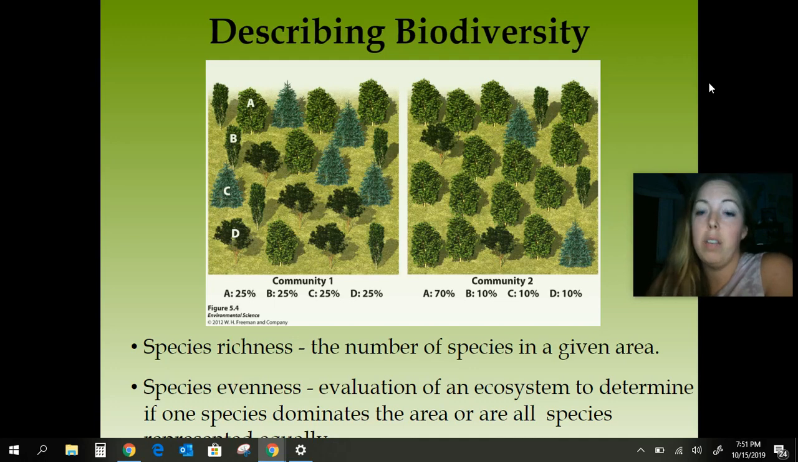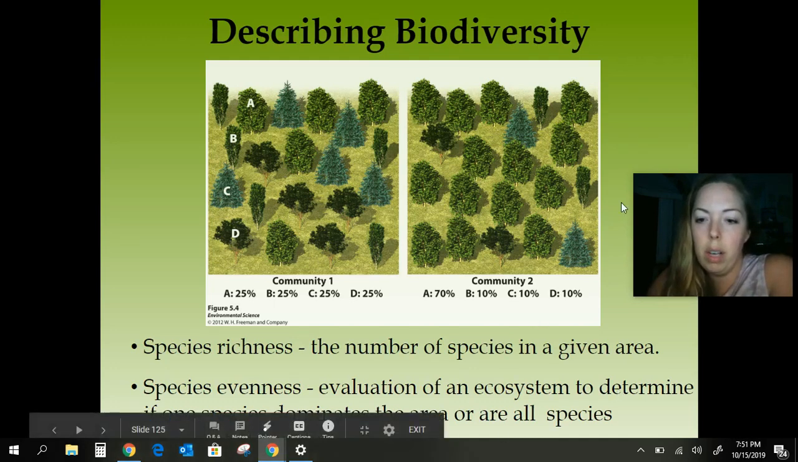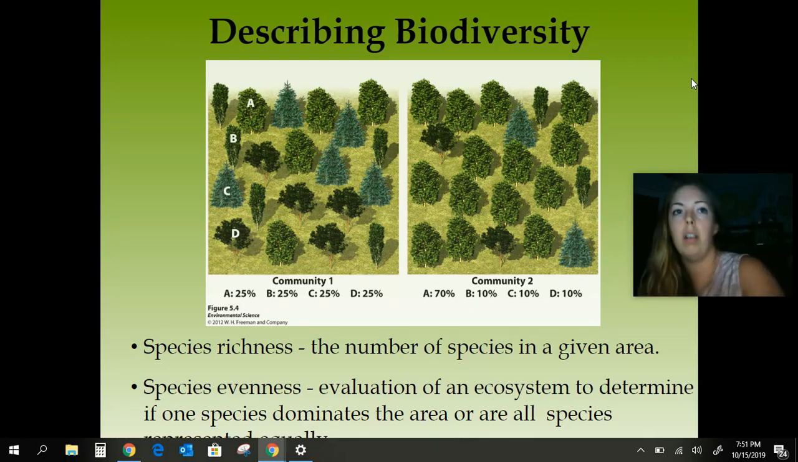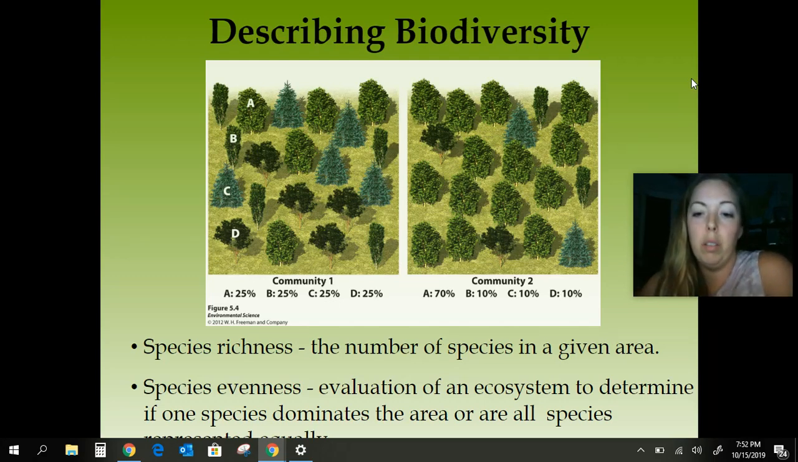Environmental scientists have two different measures, listed right here, that they use to measure species diversity. We call those species richness, and the other term you need to know is species evenness. The number of species in a given area, such as the canopy of a tree, is called species richness. Species richness is used to give an approximate sense of biodiversity in a particular place.